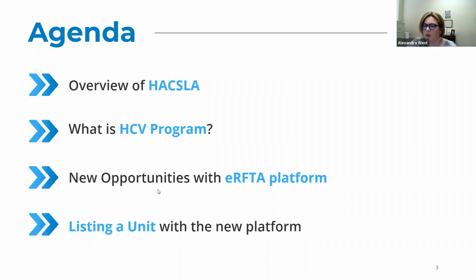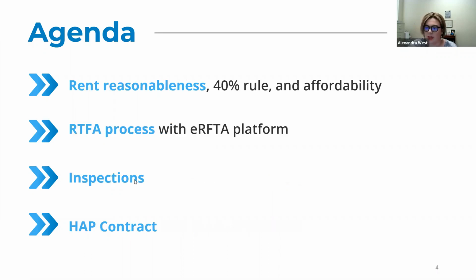Okay. These are some of the topics that we're going to be covering in today's workshop. I'm going to give you a brief overview of the HCV program, as Ms. Sykes has already given you a brief overview of HACS as a whole. HCV stands for Housing Choice Voucher Program. The new opportunities that the eRFTA platform has afforded us, how to list your unit on the new platform, rent reasonableness and the eligibility requirements that the new software assists with, the new process that comes along with the new eRFTA platform, and that includes inspections as well as HAP contracts.